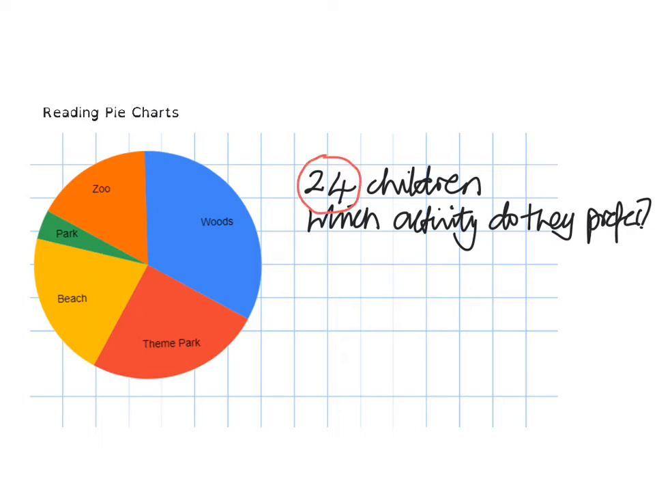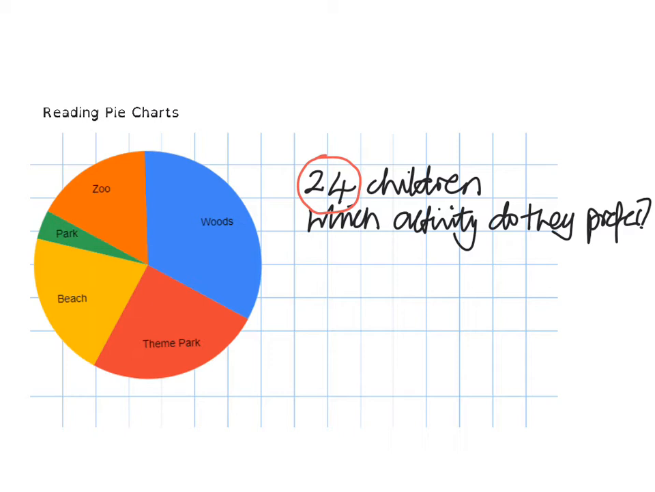But at the moment, it doesn't actually say any numbers. So the point about reading a pie chart of this sort, often they're labelled with numbers, often they're labelled with percentages. But this is just saying, well, how can we go about figuring out what the numbers are on this?